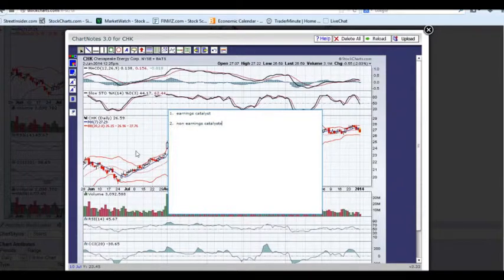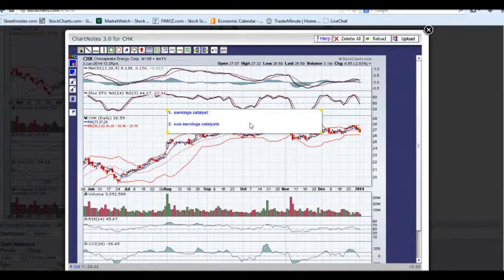Okay. So when grading the significance of the volume, it comes down to looking at the catalyst. If there's volume with an earnings catalyst, it's highly significant. If there's volume with a non-earnings catalyst, not nearly as significant. Okay.